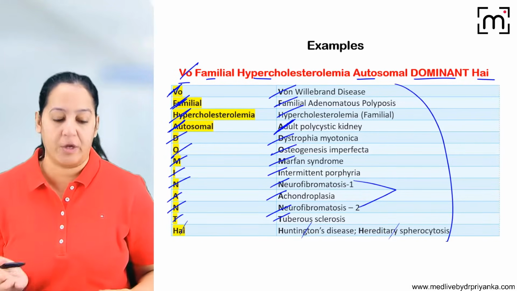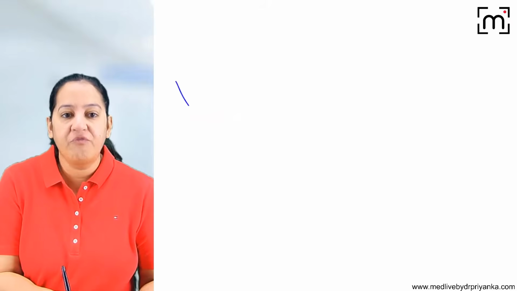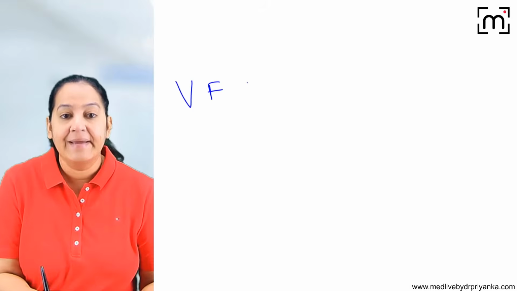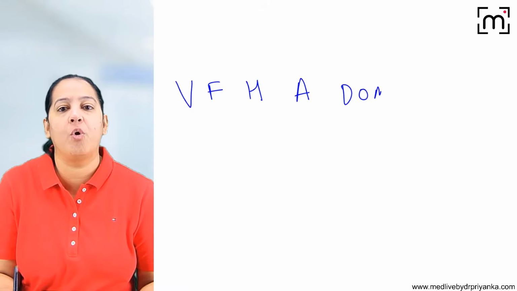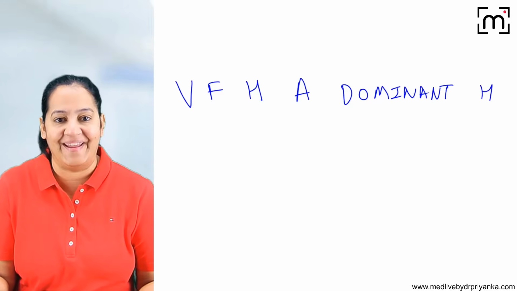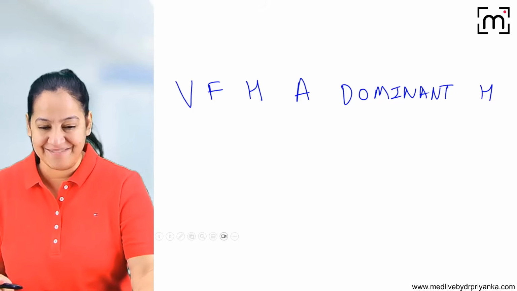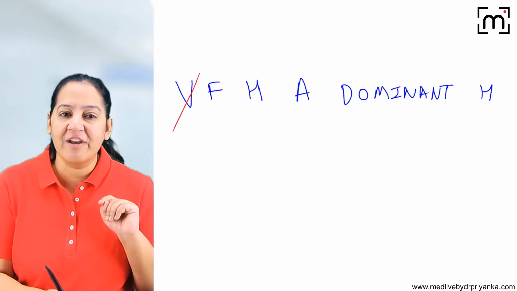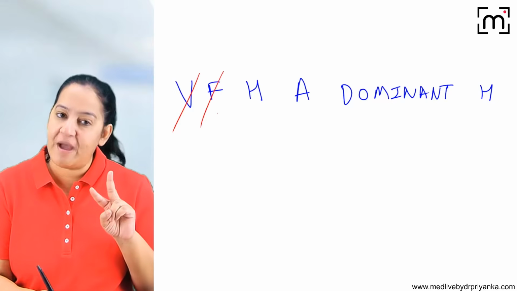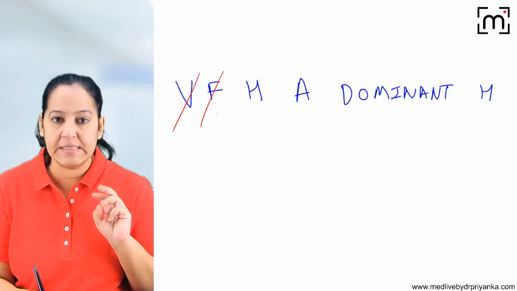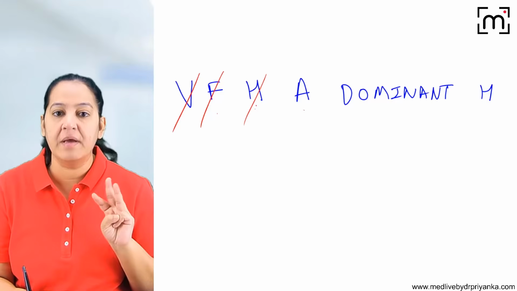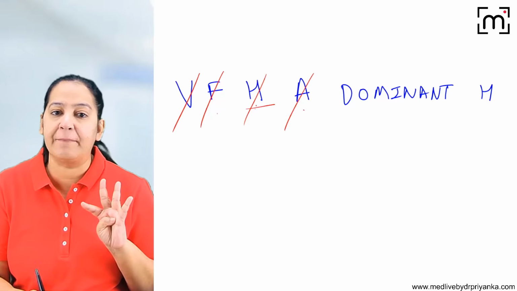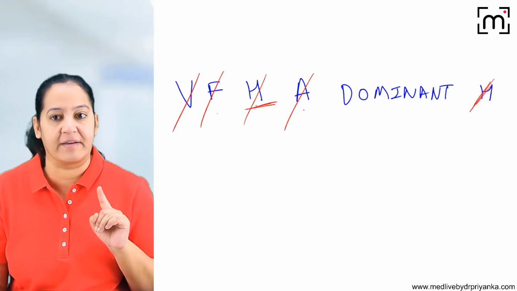You have to learn this mnemonic. What is the mnemonic? Can we say it once? Familial hypercholesterolemia, autosomal dominant, it is DOMINANT. Can we try to say the full form together? Please try it now. V for von Willebrand disease. F for familial adenomatous polyposis. H is for Huntington syndrome. H is hypercholesterolemia here. Here one more H is Huntington syndrome.